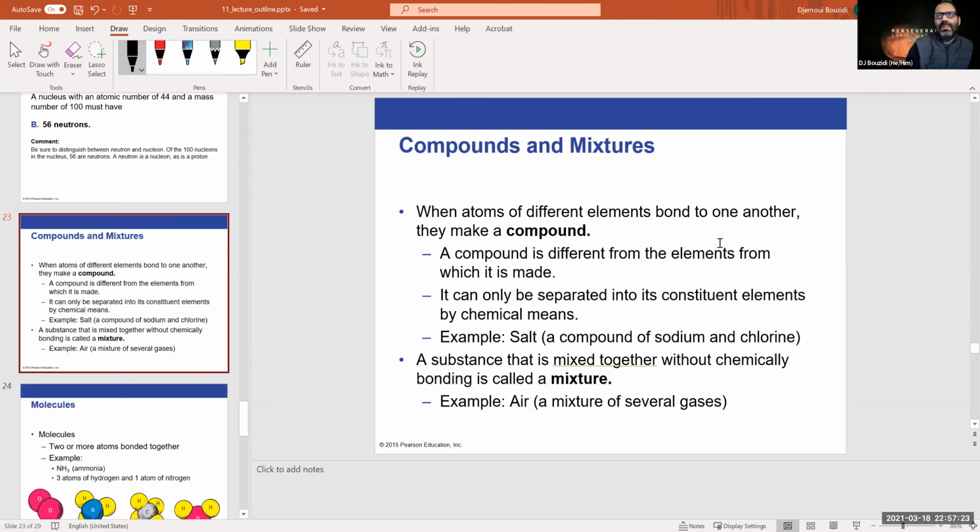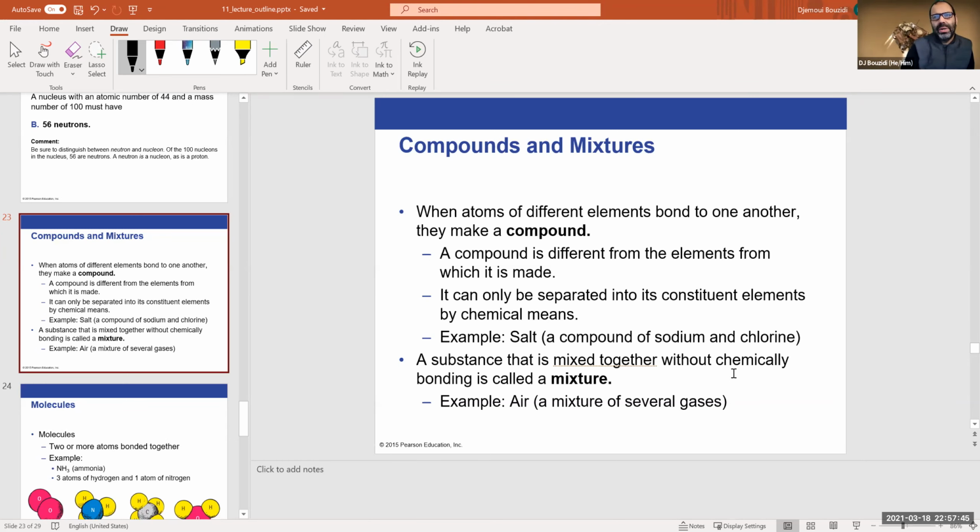When atoms of different elements bond to one another, they make a compound, okay? A compound is different from the elements from which it is made. It can only be separated into its constituents by chemical means. So salt, for example, is a compound because you have sodium and chlorine. They become basically one compound together. It's like a molecule in this case.